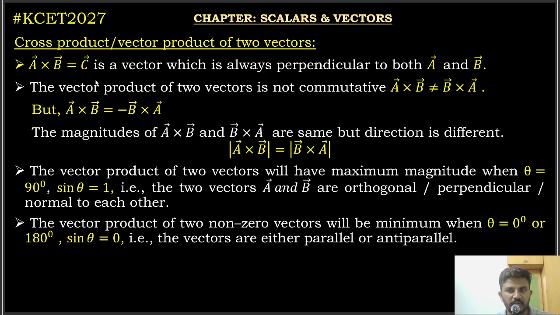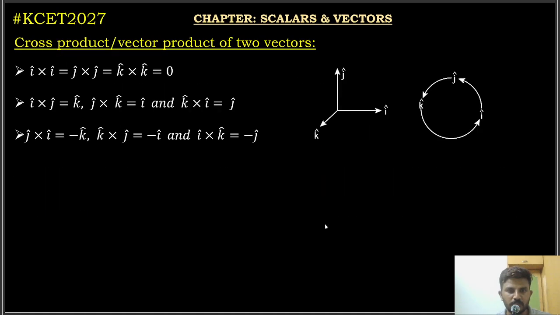So then we have some things about cross product. If I find A cross B, then A cross B will always be perpendicular to A and B together, and it is not commutative. That is, A cross B is equal to B cross A, not possible. A cross B is equal to minus B cross A, but the magnitudes are the same. Okay, for the highest value of cross product, theta should be 90 degrees. For the lowest value, theta should be 180 degrees. So that is given here. That is about cross product.